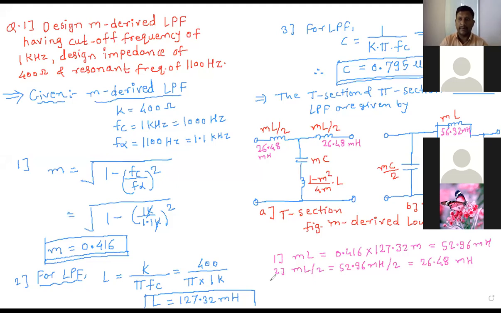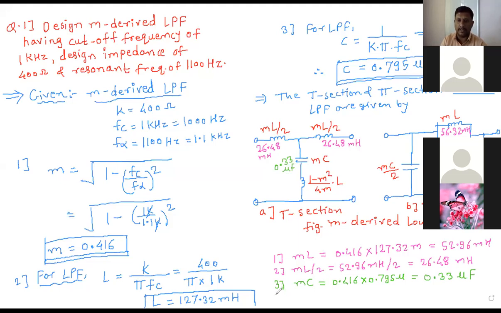Next, M into C you can calculate, because after that we require M into C divided by 2. So M is 0.416 into the capacitor value 0.795 micro. So M into C is 0.3307. Yes, 0.33 microfarad. So that you can mention here. Next, is it required anywhere? No.